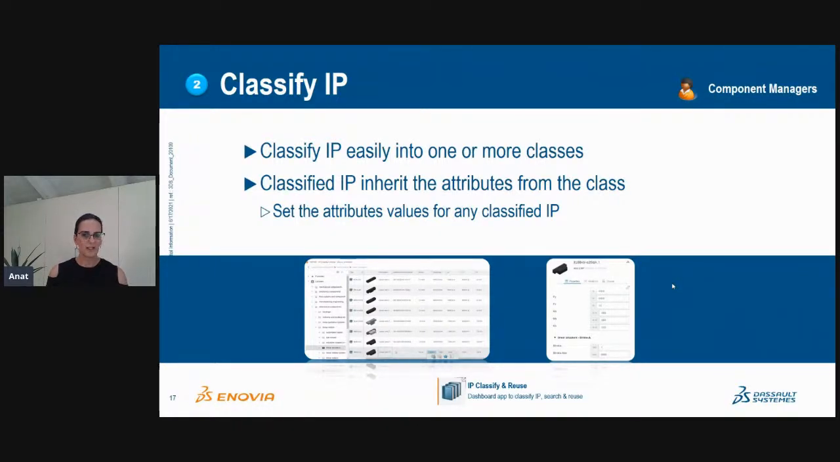So as you probably already understood, libraries allow you to organize assets into a structure. Actually, much as you can do with the bookmark editor, but libraries allow you to do more, because libraries offer the additional capability to associate the class attributes to the data that is organized under each specific class. And then the user can set the values for the attributes for those classified assets. And this will be done using the IP Classify and Reuse widget application.